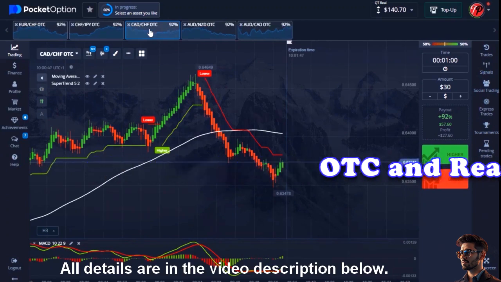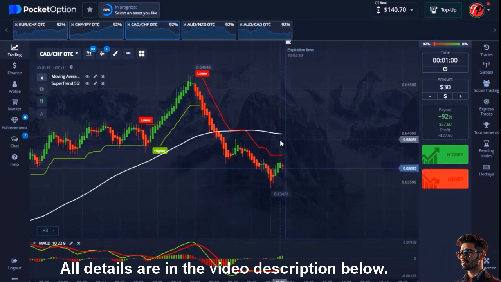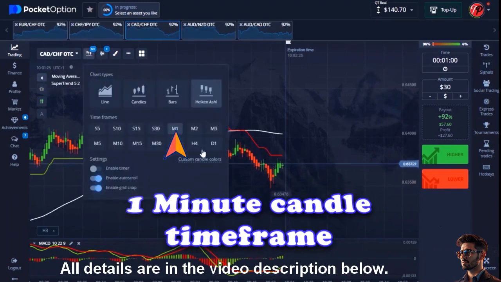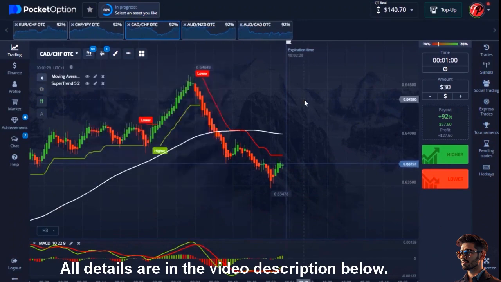So I'm going to trade them all together. I'm going to trade OTC and the real market at the same time, right? And it's actually a 1 minute trade time strategy, and I use a 1 minute candle time frame as well, with Heikin Ashi candlesticks. So that's pretty much all you have to do.